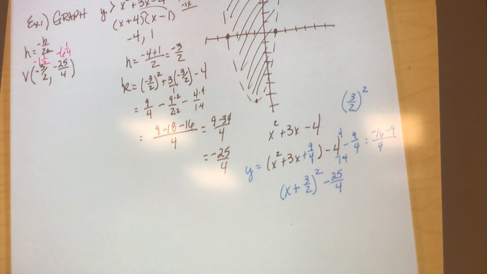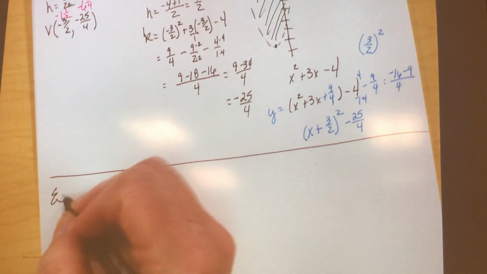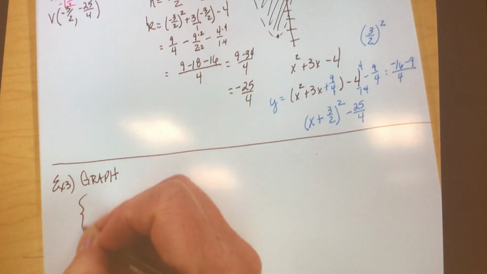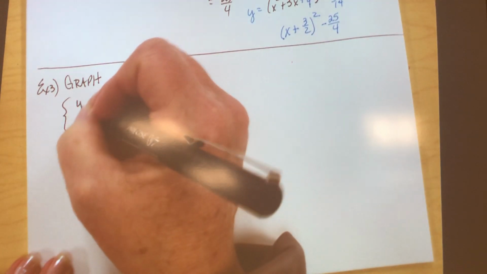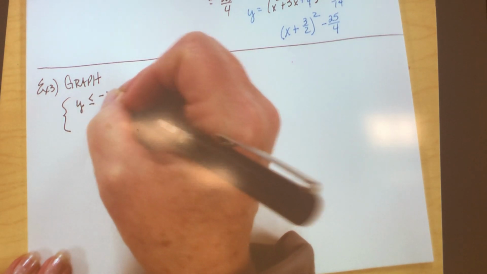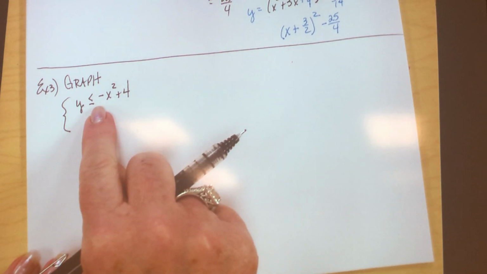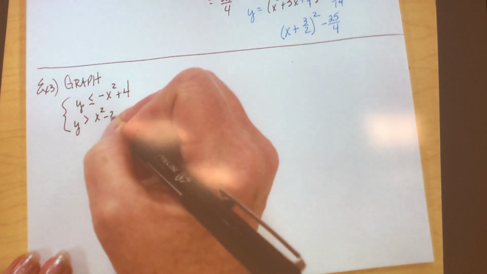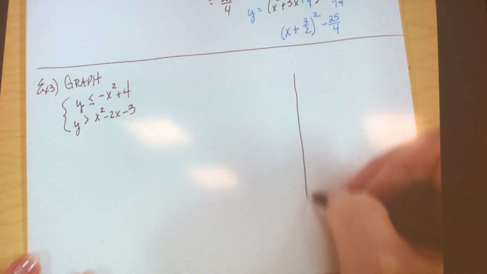All right. So here's your problem. It's particularly wonderful. Example 3. We're going to graph, because I'm going to make it a system so that you get to do 2 problems in one. y is less than or equal to -x squared plus 4. People, that graph right there ought to take you 1 minute to graph and shade. And y is greater than x squared minus 2x minus 3. And I made that one nice. So I'll give you a couple of minutes.